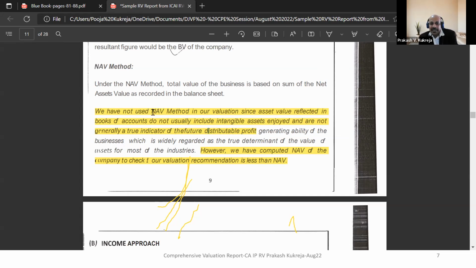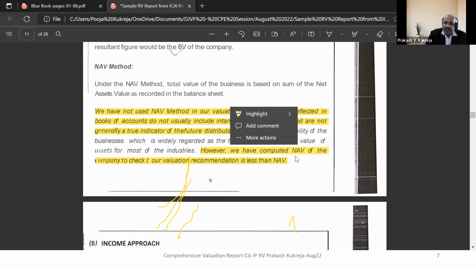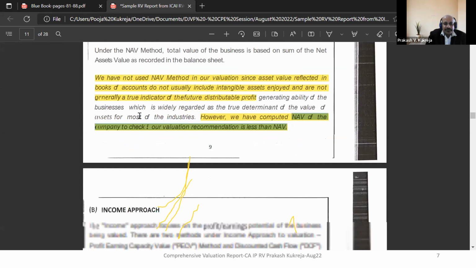So that is why NAV has not been used, number one. And also, second, however, we have computed NAV of the company to check that our valuation recommendation is not less than NAV. So basically, the RV is pretty sure that the overall valuation cannot be what is there as per NAV. Hence he is doing a valuation as per NAV also and giving a disclaimer on why he has done the calculation, to do a comparison. So this was very interesting.